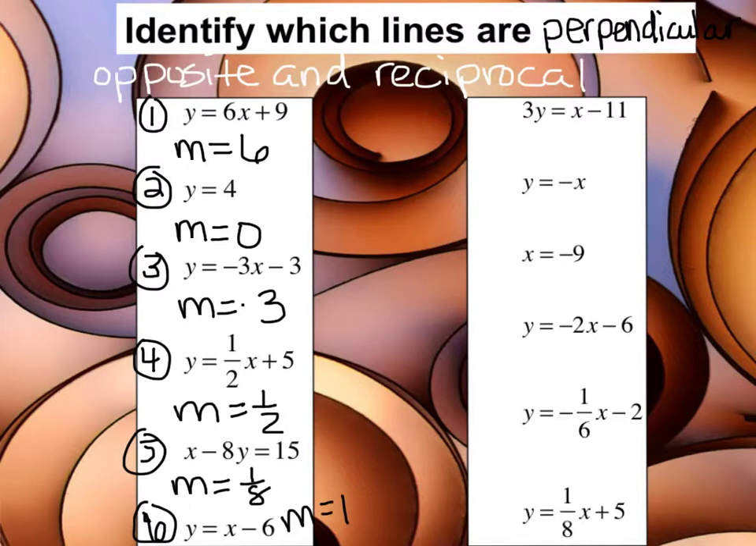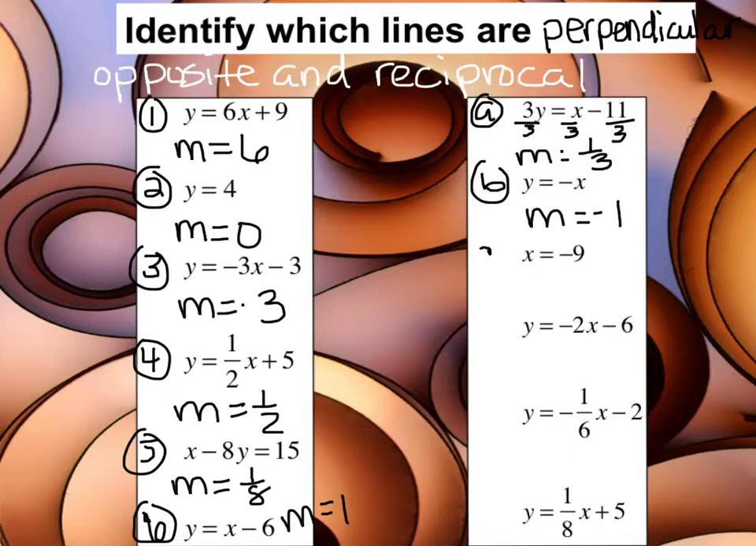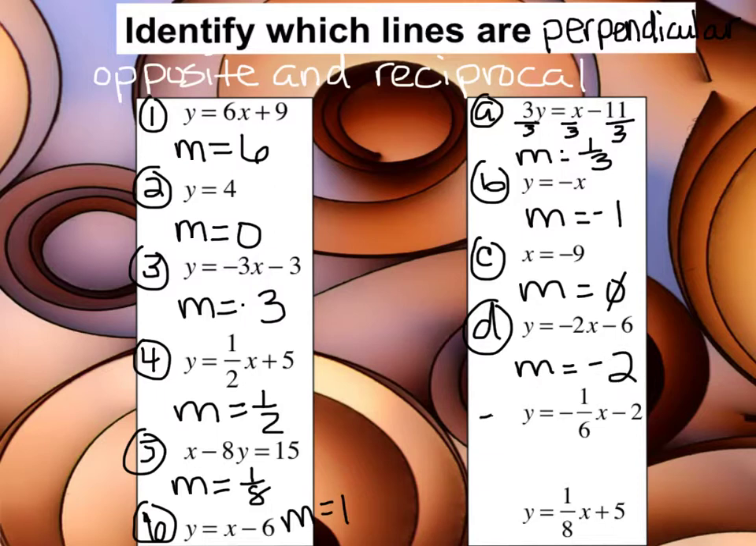Okay, for the second column, A, we divide everything by 3, 3 and 3. My slope is going to be 1/3. B, slope is negative 1. C, this is a vertical line, so my slope is going to be undefined. D, slope is negative 2. E, slope is negative 1/6. F, slope is 1/8.